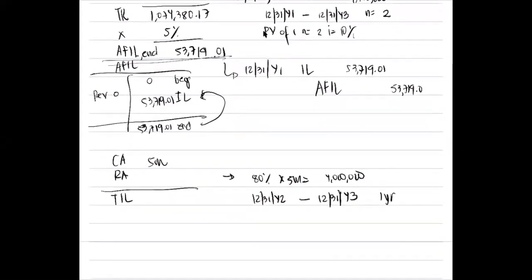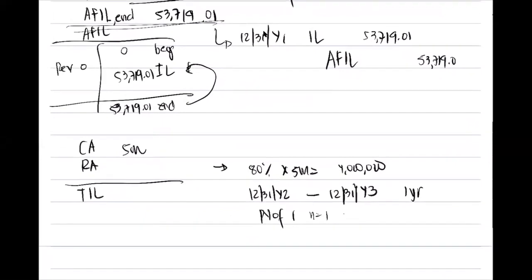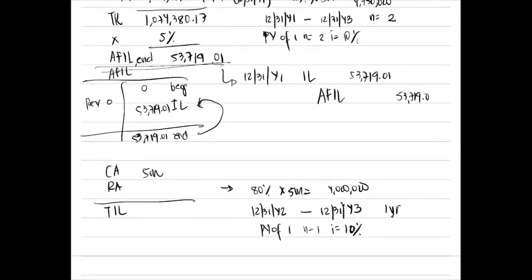So since 1 year lang yan, guys, we use PV of 1, N is equal to 1, I is equal to 10%, our original effective interest rate. So let's compute. So what is the present value? Did you get 4,545,454.55? Nakuha nyo ba yan?